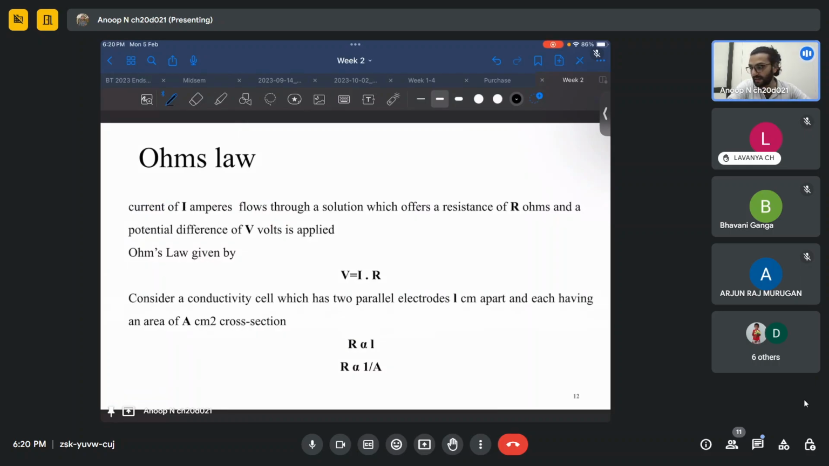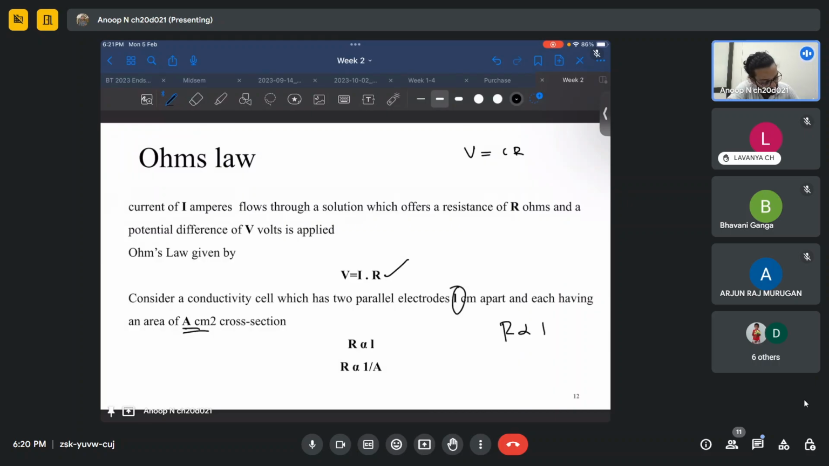Since we have seen the measurement or estimation of cell EMF, there is one more thing called Ohm's law. What does Ohm's law say? If I ampere flows through a solution which offers a resistance of R ohms and a potential difference of V volts is applied, Ohm's law says that V is equal to I into R. Then consider a conductivity cell which has two parallel electrodes 1 centimeter apart and each having an area of 1 centimeter square. Then we know, sorry, this is L.